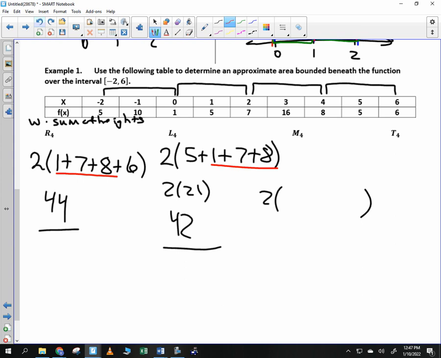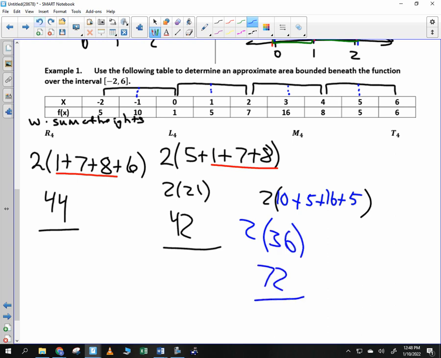The midpoint, where do we evaluate our heights? Yeah, at -1, so you get 10. And then at 1, so you get 5. And then at 3, so you get 16. And then at 5, so you get 5. So you should have 2 times 10 plus 10 is 20. Plus 16 is 36. 72.